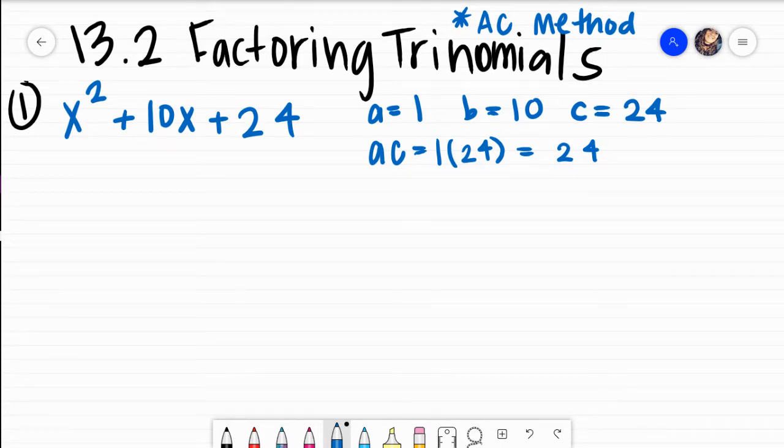And then what we do is we are going to actually factor that number, the product that we just found. We're going to factor it. And so what I mean by that is it's kind of like a capital T. So it looks like a capital T. We're going to factor this product that we just found. And what you're going to do is list all of the different combinations of numbers that multiply together to give you 24.